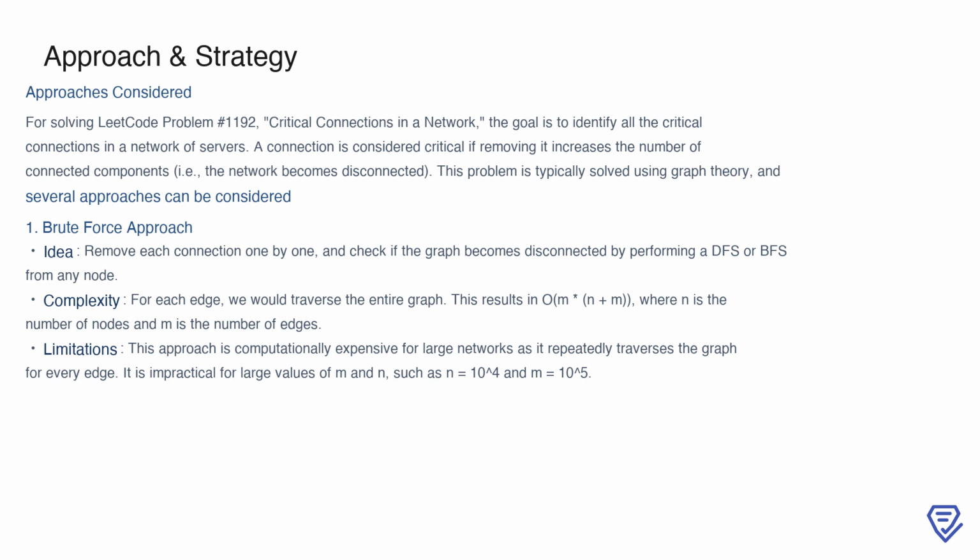To solve the problem of finding critical connections in a network, we need to identify edges whose removal would disconnect the graph. These are known as bridges in graph theory. One of the approaches we could consider is the brute force method. The idea here is to remove each connection, one at a time, and then check if the network becomes disconnected by performing a graph traversal, such as depth-first search or breadth-first search, from any node.